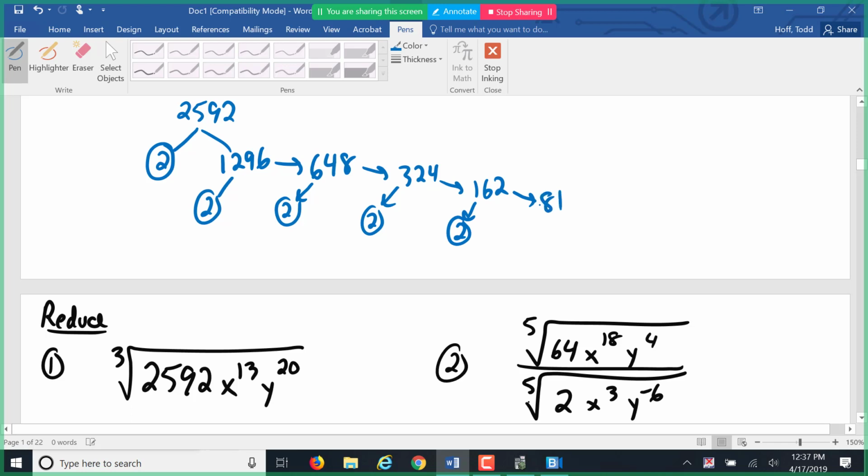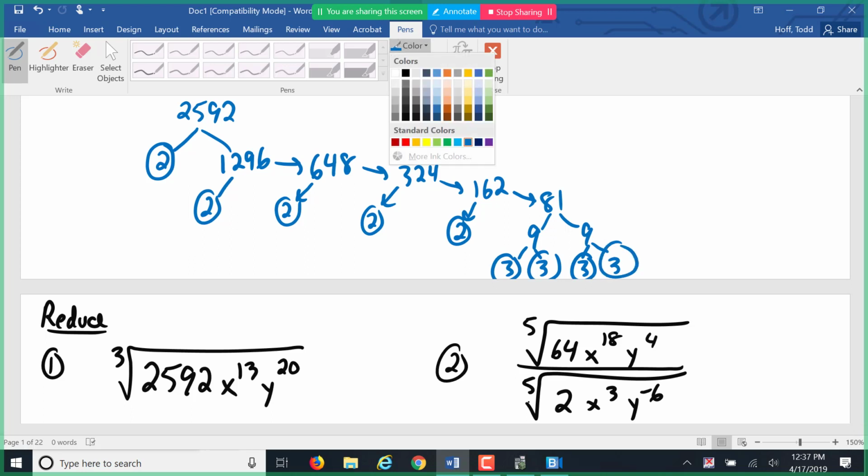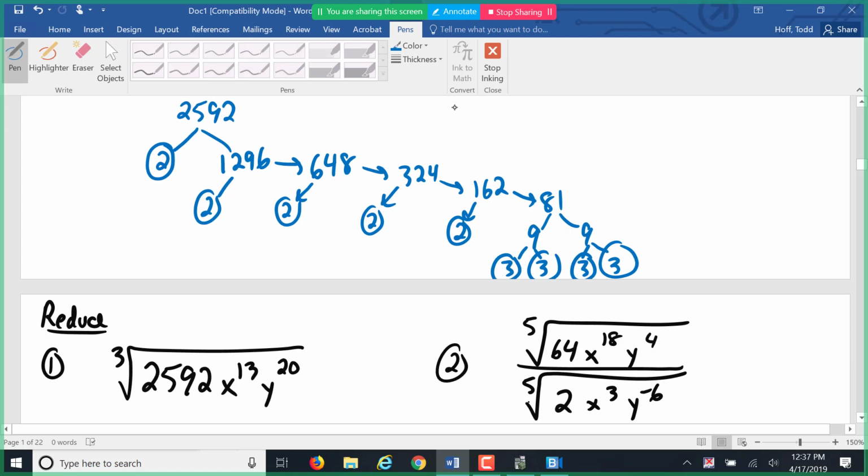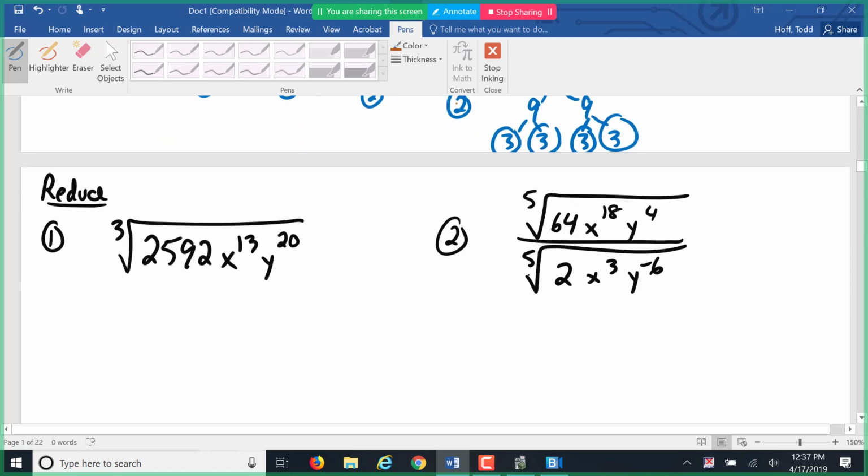That would leave us with 81. That's not divisible by 2 anymore, but what can it be divided by? 9. So we get 9 and 9. That 9 splits into 3 and 3. That 9 also splits into 3 and 3. So that tells us this 2,592 is 5 2s, or 2 to the 5th power, times 4 3s, or 3 to the 4th power.